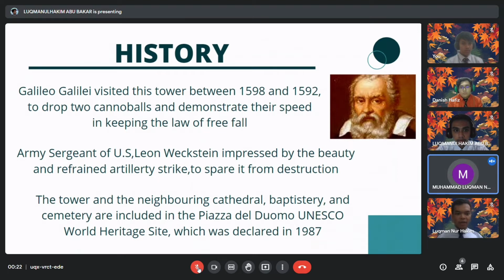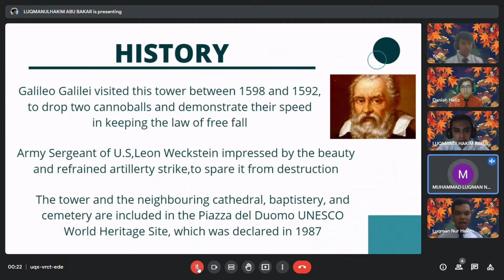The second one: during the Second World War, a United States Army surgeon, Ian Weinstein, impressed by the beauty of this tower, persuaded the US Artillery Strike Army to spare the tower from destruction.